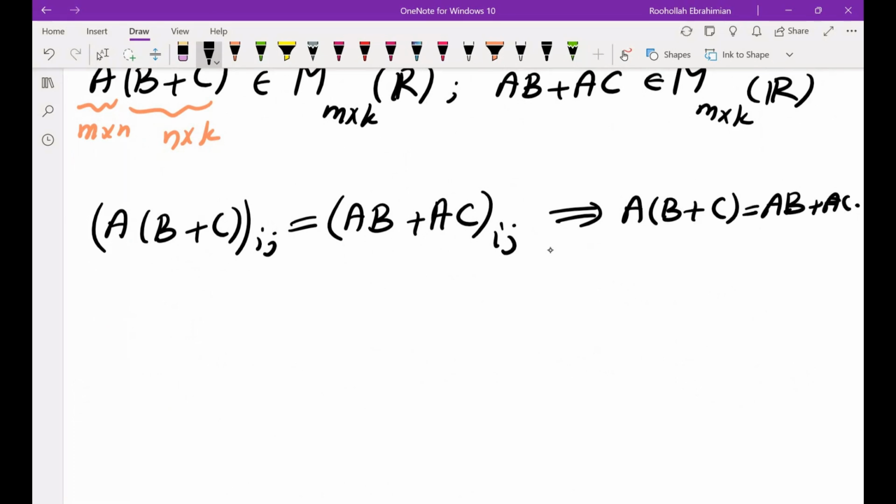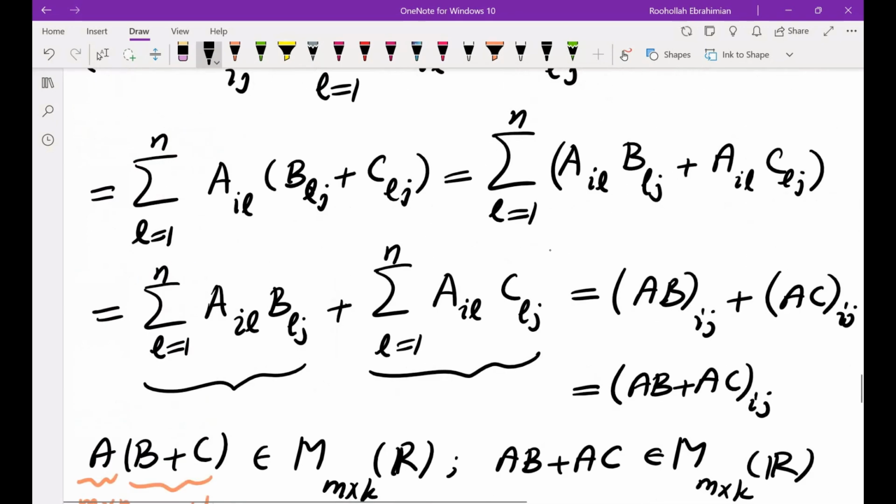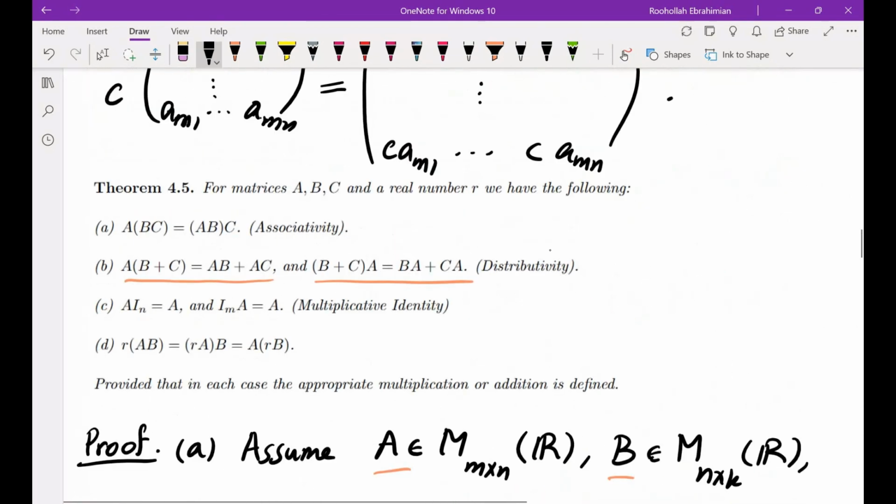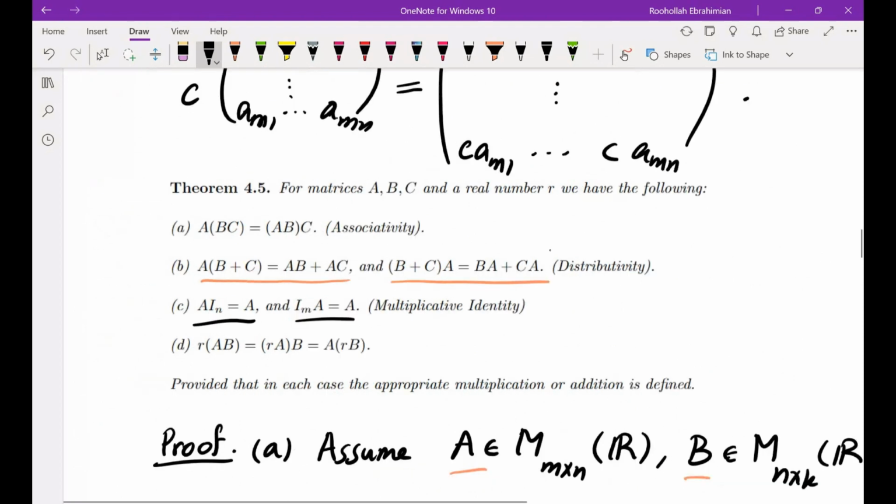And the distributive law from the right would be in fact similar. Okay, so that's the second part of this theorem. Let's look at the third part. I'm going to show one of them and the other one is quite similar.